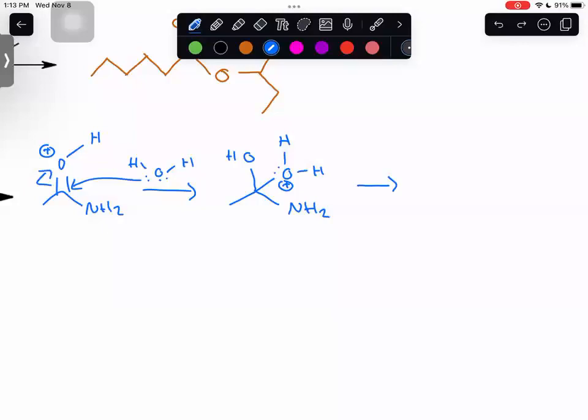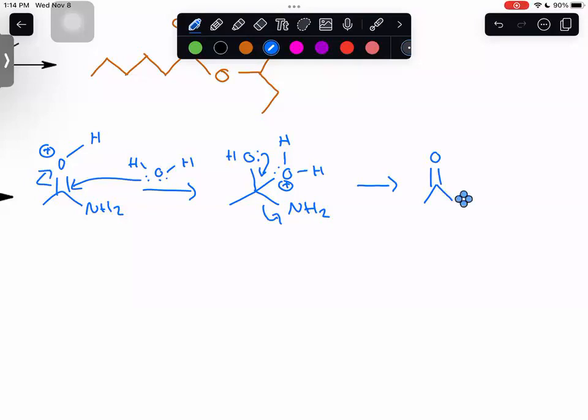So remember, you have to reform the carbonyl. Where was the carbonyl? That's not the carbonyl. That was your carbonyl. So electrons in that oxygen go back down to reform it. There you go. And now you kick it out. You're turning back into a carboxylic acid. So far, you're good.